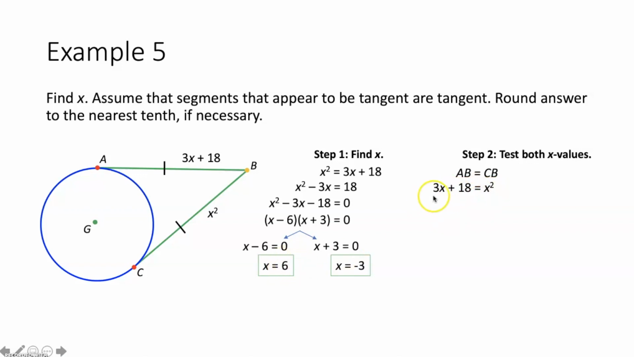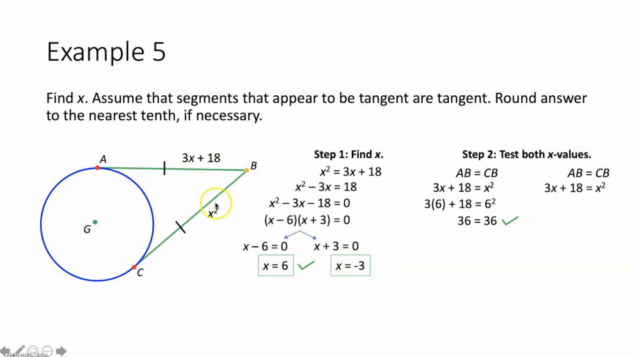So I'm going to take 6, plug it in for x here and here. When I do that and simplify, I end up getting 36 is equal to 36, meaning if x were equal to 6, the measures of both of these segments would be equal to one another, so that is one of our answers. Now we need to do the same thing for the other x value that we found, -3.